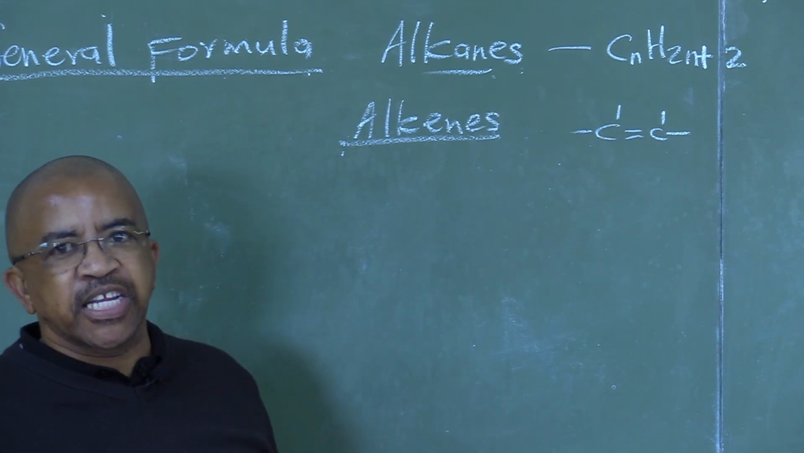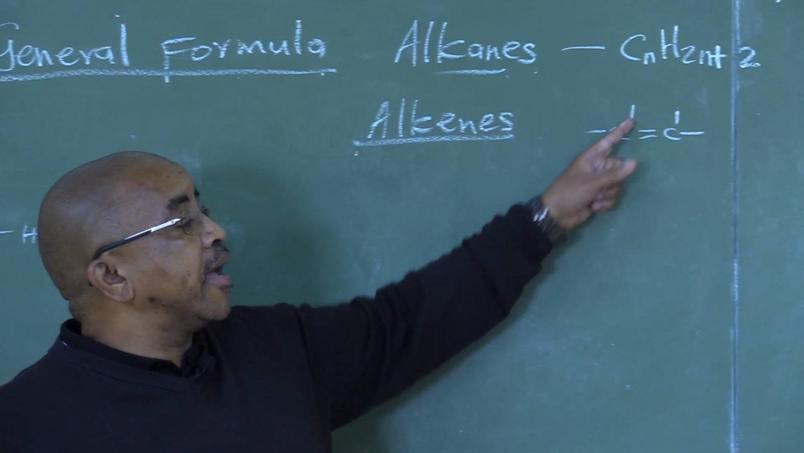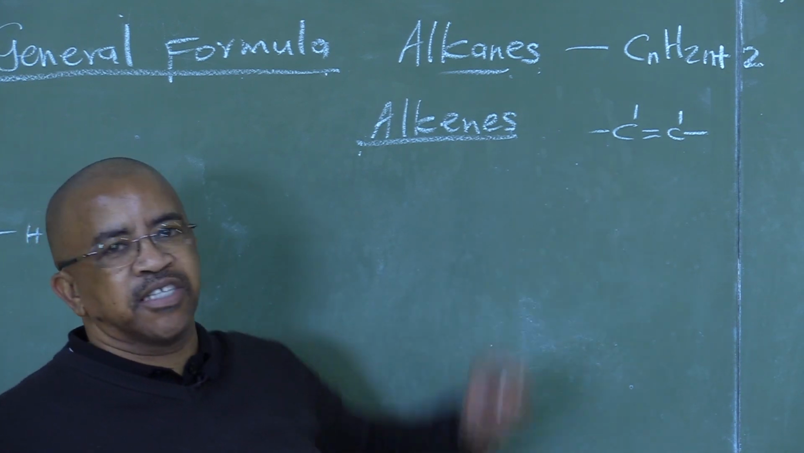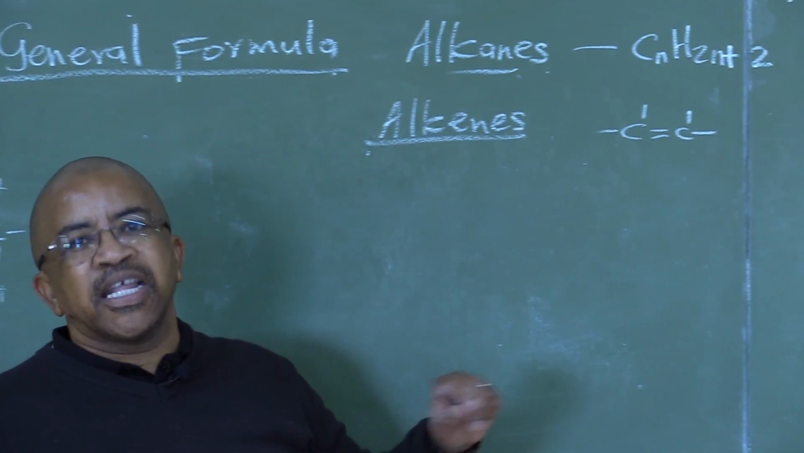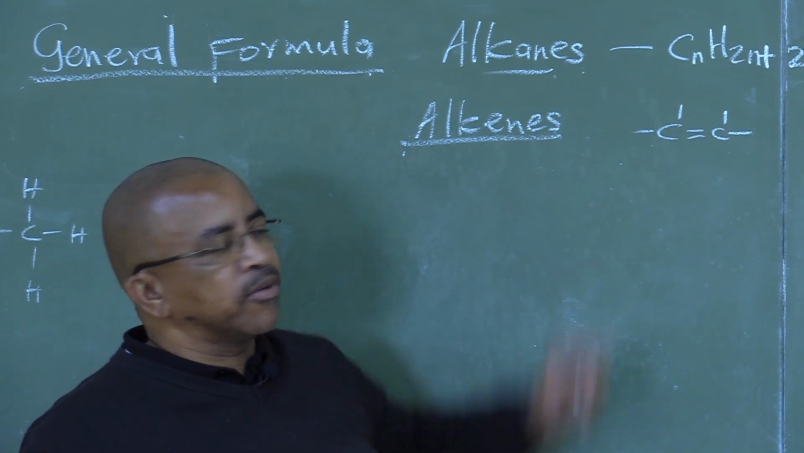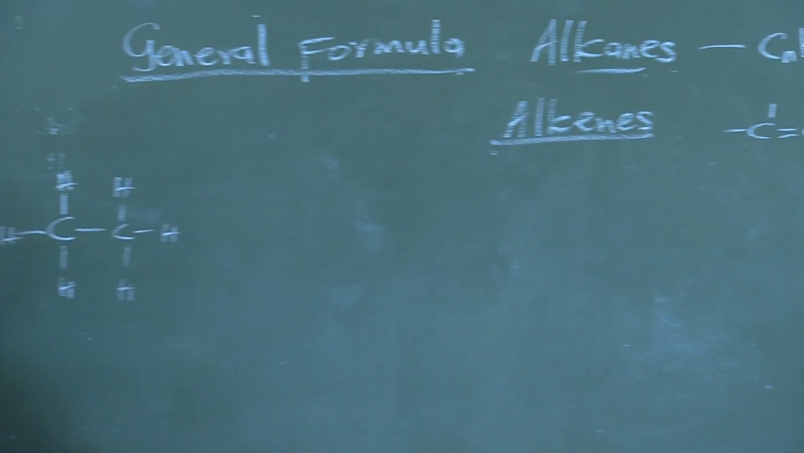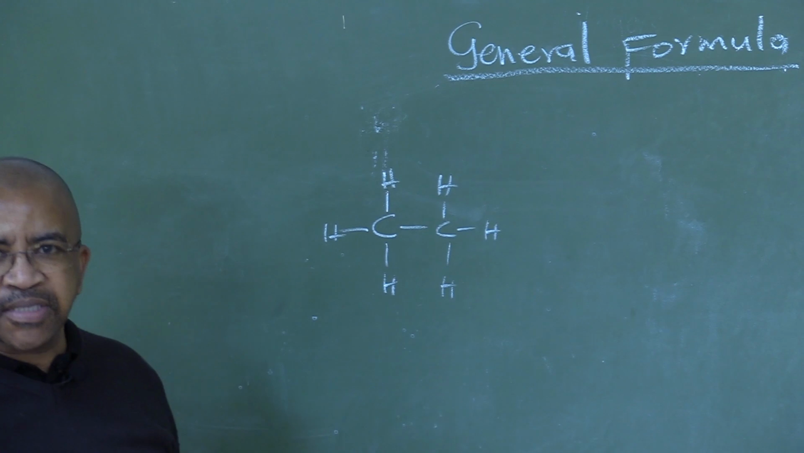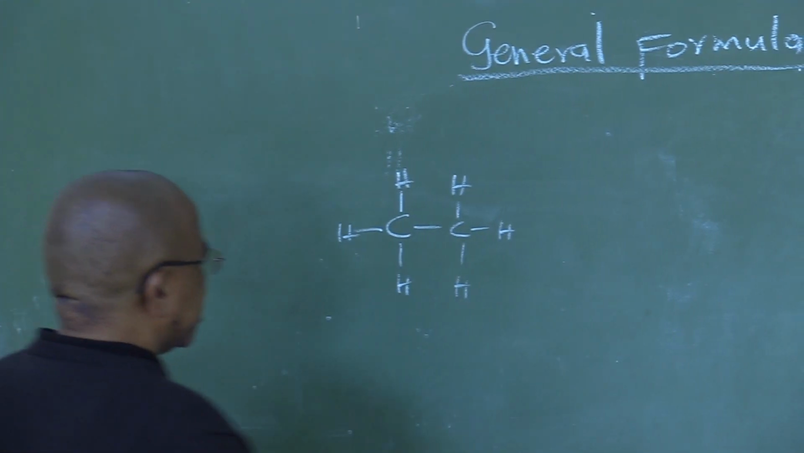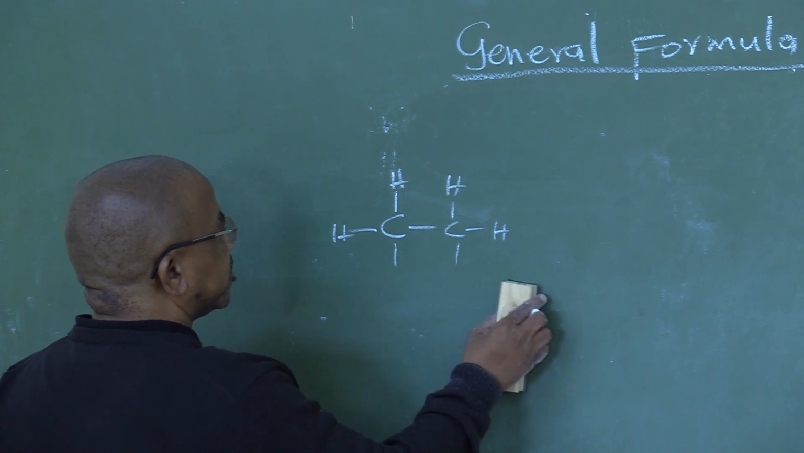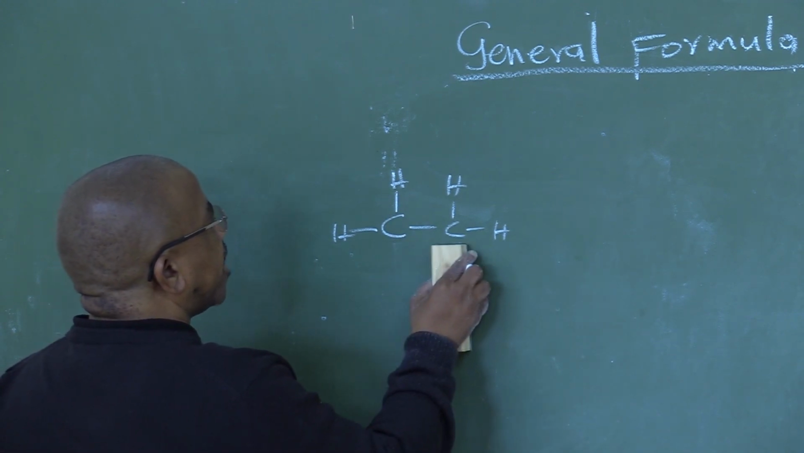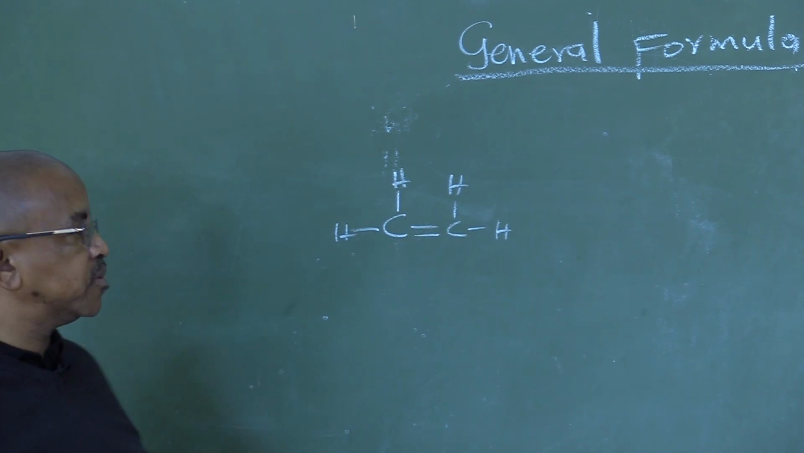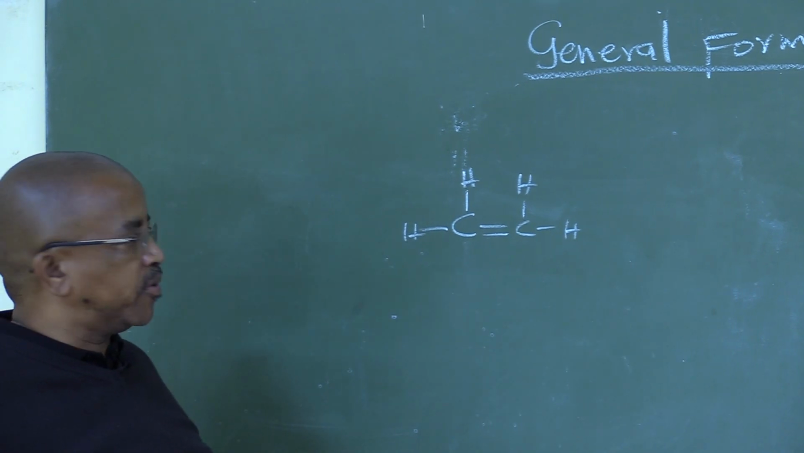That is their functional group. That is their reactive site. That is where they react. Double bond. Now, isuka aphi le double bond? From an alkane, once you remove 2 hydrogens, then carbon and carbon will form a bond. You remove 2, so carbon and carbon will form a bond.